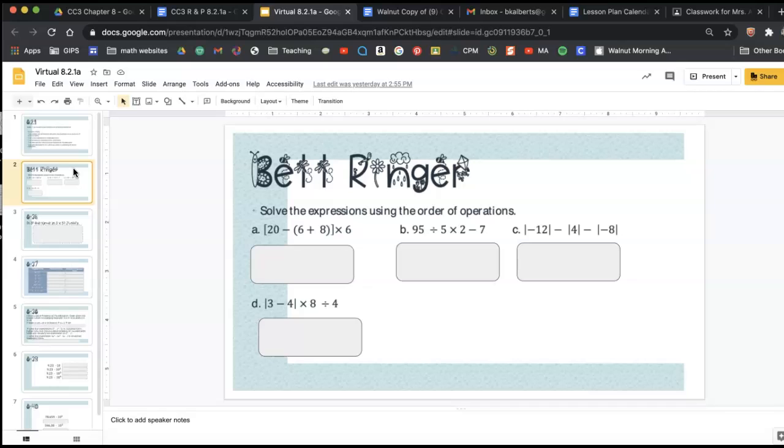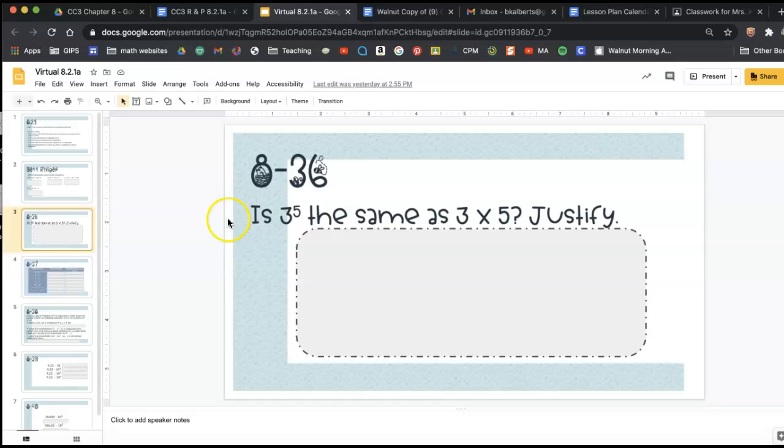So your bell ringer today is just a little bit more practice on order of operations and absolute value. You can just type your answers in these boxes. If you want to show your work, that's also great. Our first question is, is 3 to the 5th power the same as 3 times 5, and justify your thinking? So in this box, you're going to type whether or not you think it's the same, and then justify why you think it is the same or is not the same.